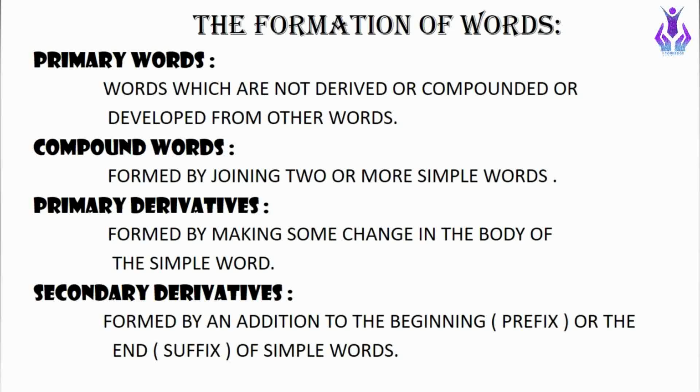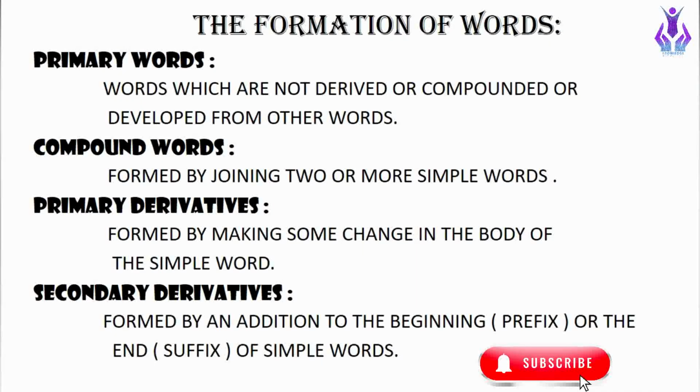The next one is primary derivatives. Now what are primary derivatives? These are words formed by making some change in the body of some simple words. When we make certain changes in our primary words, we form the primary derivatives of our words. For example, from breach we make the word break, and from bond we make the word bind. So these are the examples of primary derivatives. We will go through them in detail in this lecture.